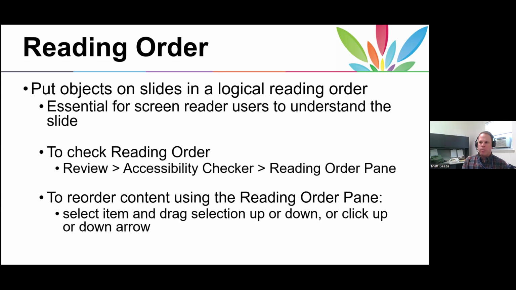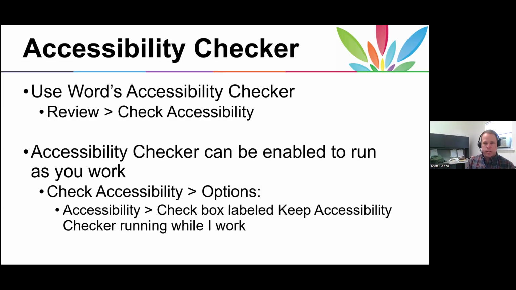Once you're in the reading order pane, you're able to select items and you can either manually drag them up or down, or, as I'll demonstrate, there are arrows at the top of the reading order pane that allow you, once you've selected an item, to click the up arrow or down arrow to reorder the content into the order that it needs to be. So that is something to be on the lookout for. It is something that the accessibility checker, which brings us to that, will catch.